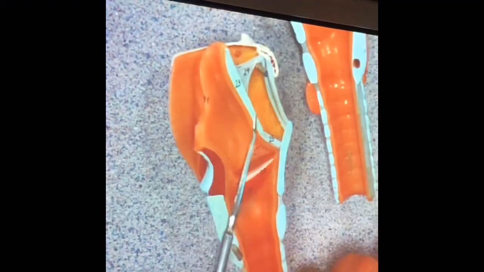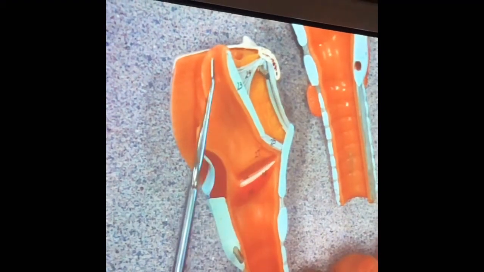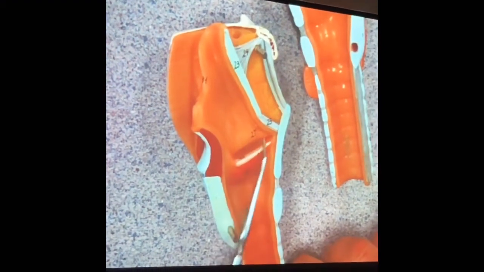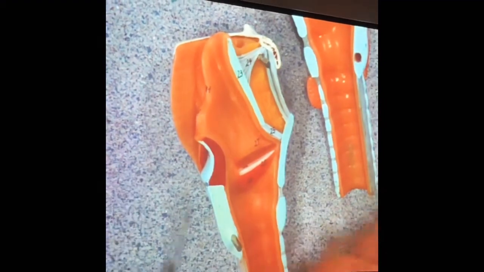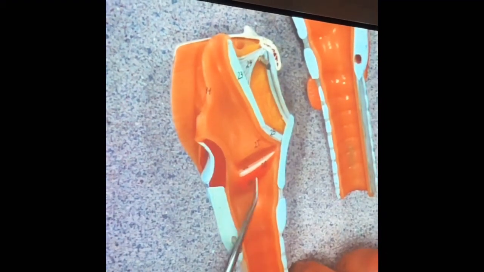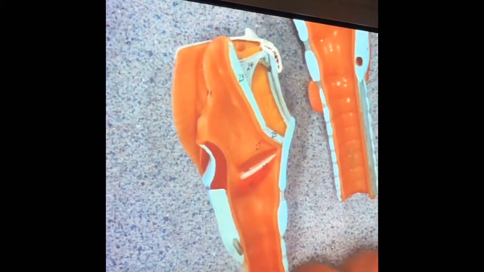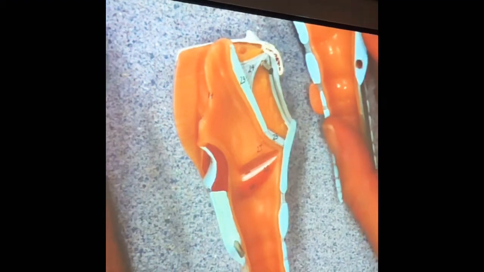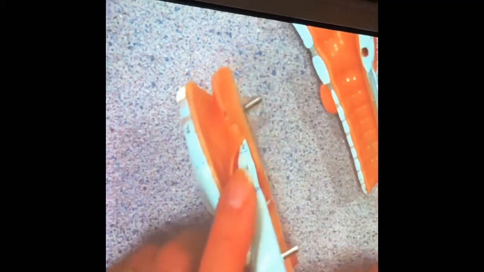True vocal cords, which have this elastic ligament, get stretched and look white. False vocal cords are above it. Epiglottis up here, 23 epiglottis. 27 ventricular vocal cords or folds. 28 is the true vocal cords. Sometimes they call them folds because the respiratory membrane folds over them. So that's the arytenoid. Number 3 is the corniculate.